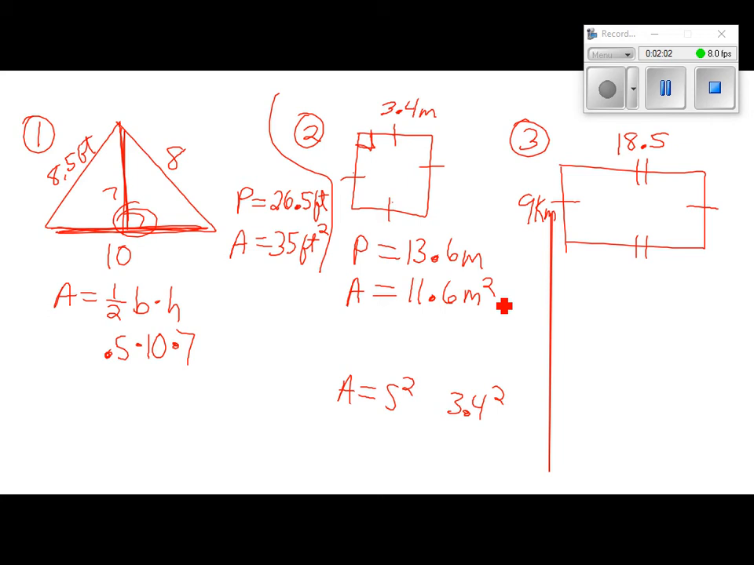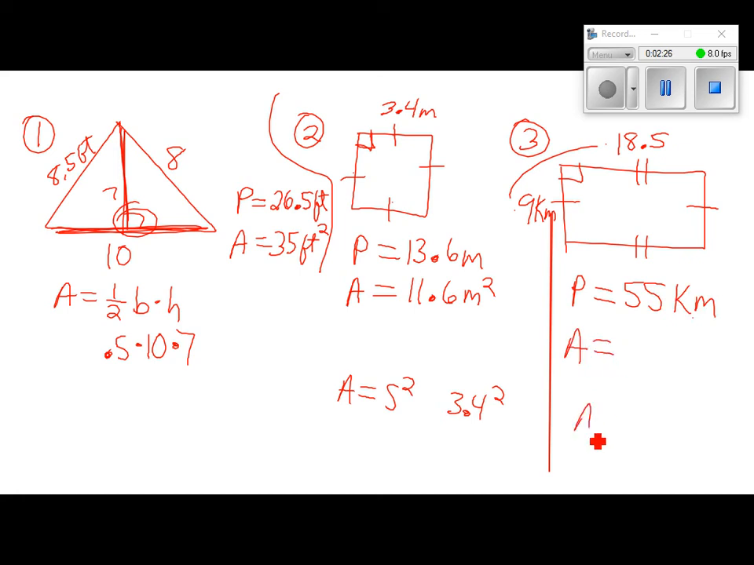Next one's a rectangle. Find the perimeter. We just add up all the sides, usually with a rectangle, because they just give you 2 sides. What I do is I add those 2, then multiply by 2. We add those 2 together and multiply that answer by 2, and you end up with 55, and our units are kilometers. Remember, perimeter is just regular units, area is always squared units.